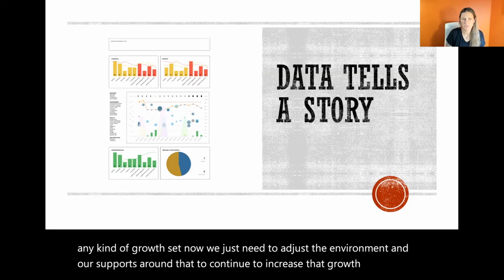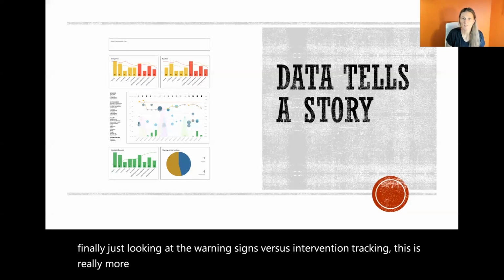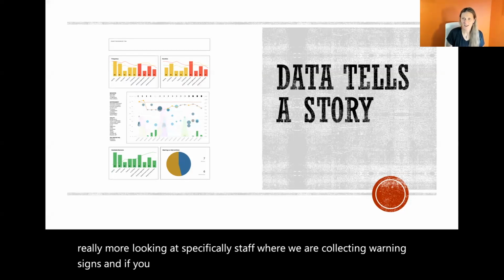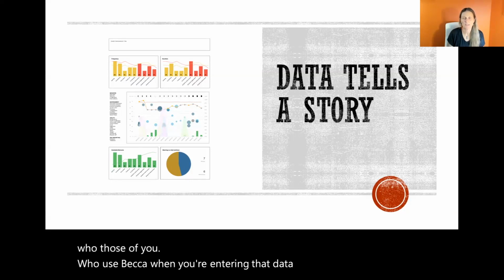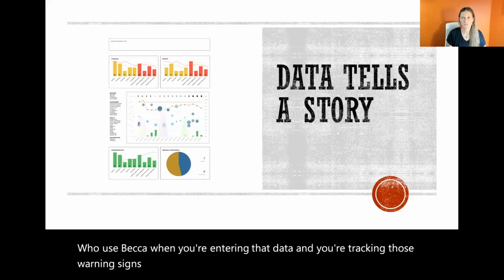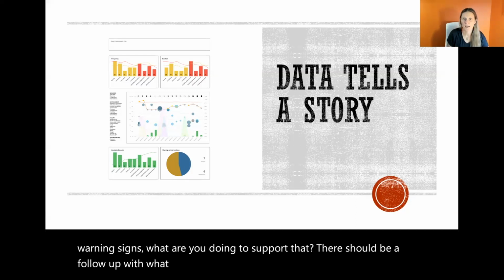And then finally, just looking at the warning signs versus intervention tracking. This is really more looking at specifically staff where we are collecting warning signs. And if you are tracking warning signs and you're pressing that plus sign, for those of you who use BEHCA, when you're entering that data and you're tracking those warning signs, what are you doing to support that? There should be a follow-up with what intervention did you provide?